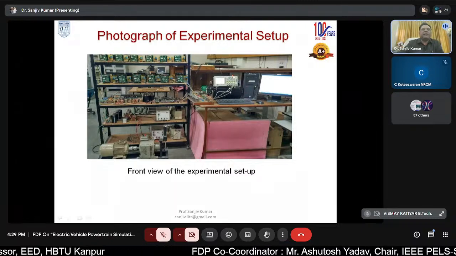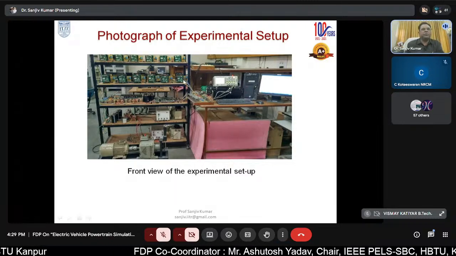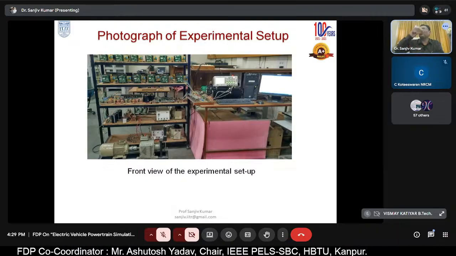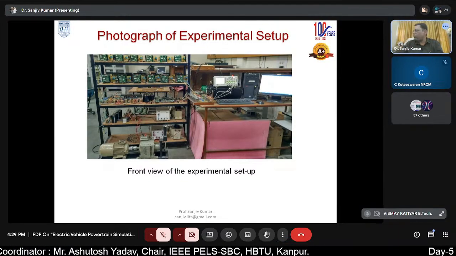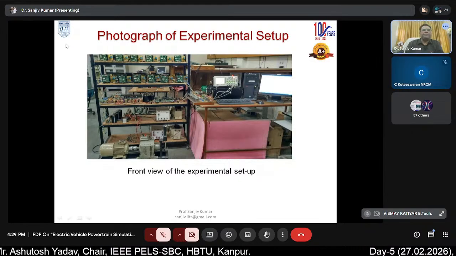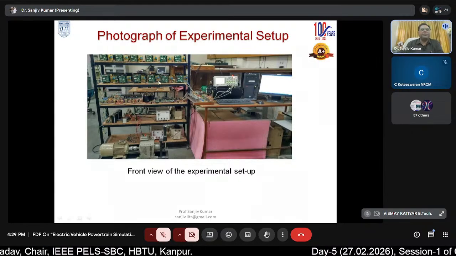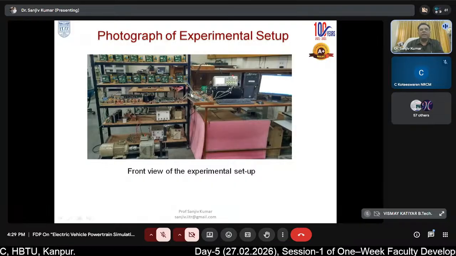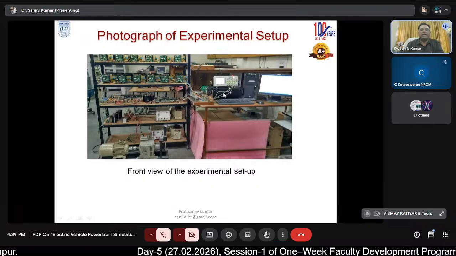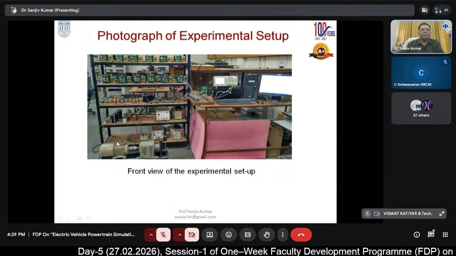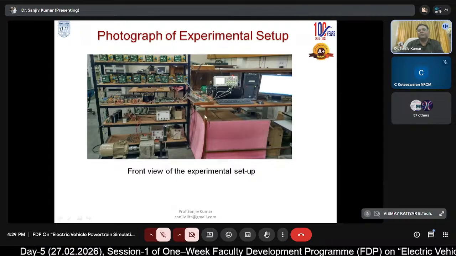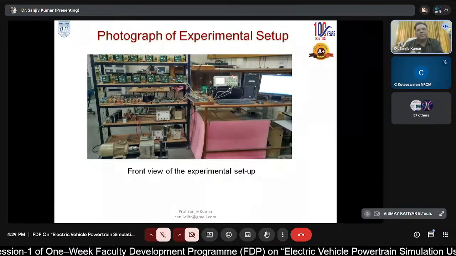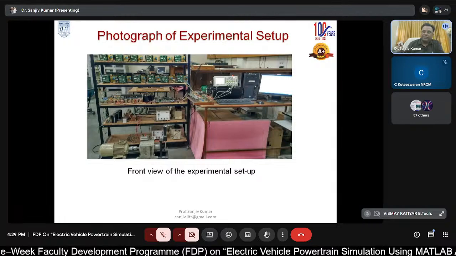See, this is the complete hardware setup which is used to experimentally validate the topology. These are the IGBT modules which are being used along with the control circuit, the OPAL-RT system, and this open-end winding induction motor. All these things are developed in the lab.